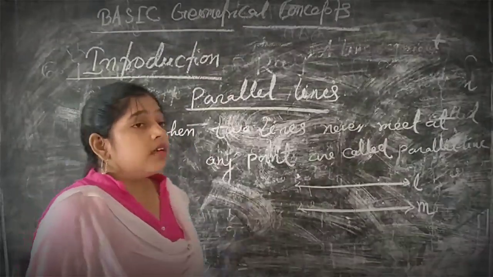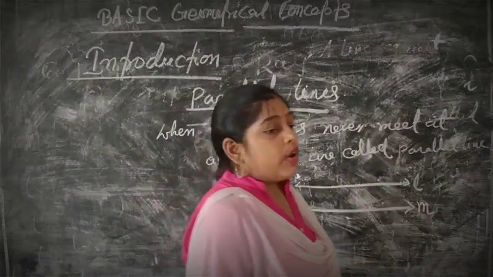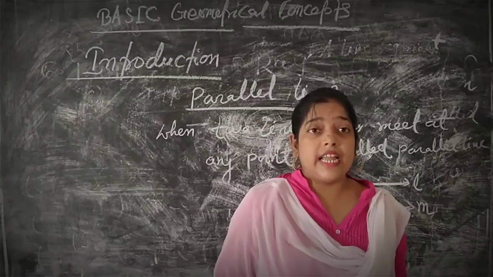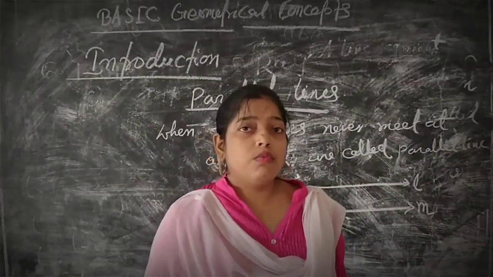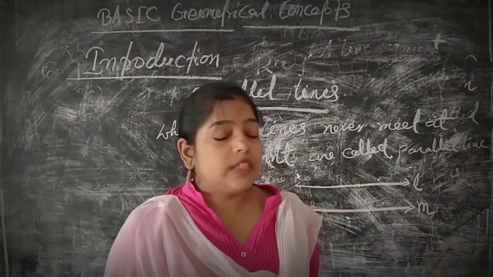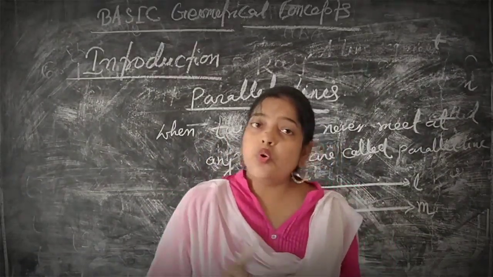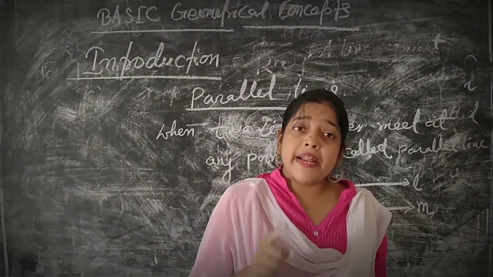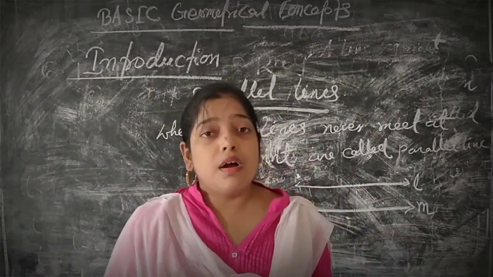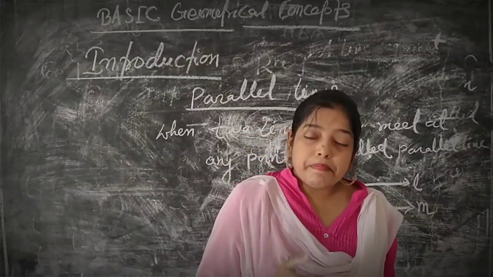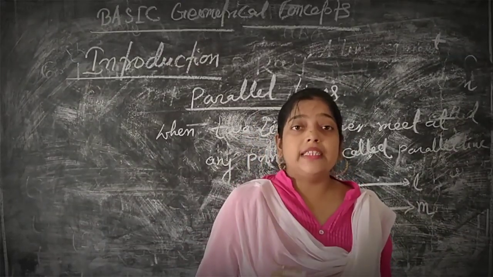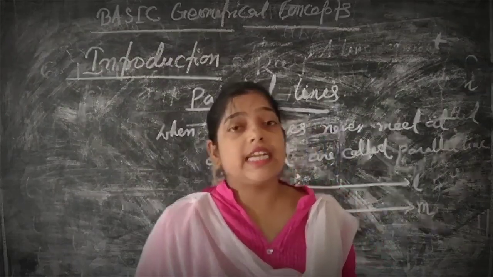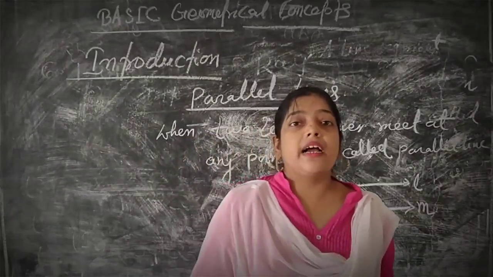Now next is perpendicular lines. So what are perpendicular lines? Perpendicular lines are the same as intersecting lines, but one thing is different. Intersecting lines are two lines that cross each other at a common point. Perpendicular lines also intersect, but one thing is different: the two lines intersect at a common point but make an angle of 90 degrees.